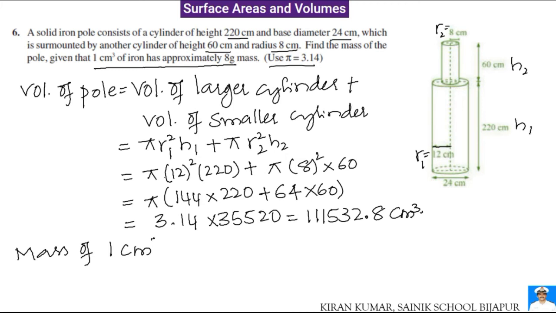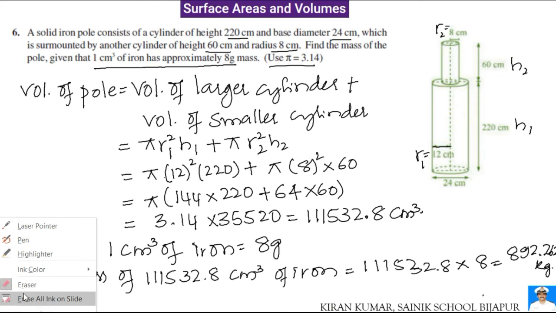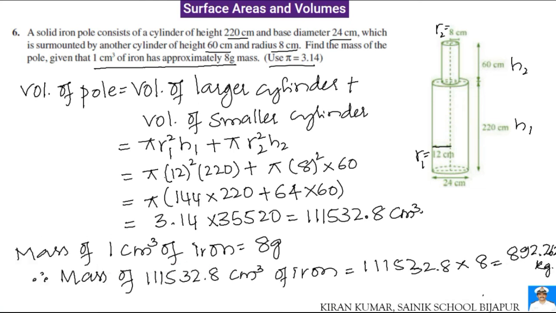They have given that mass of 1 centimeter cube of iron is 8 gram. Therefore, mass of 11532.8 centimeter cube of iron will be 11532.8 into 8. So approximately we would get it as 892.262 kg.